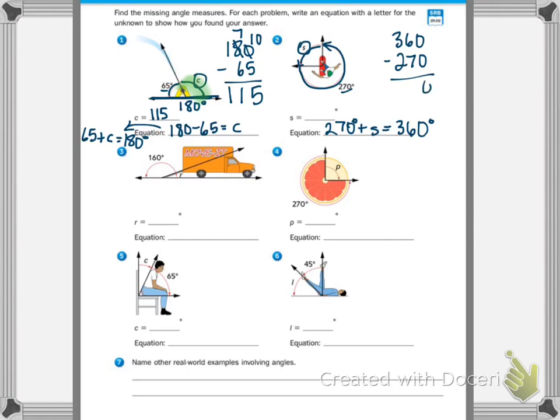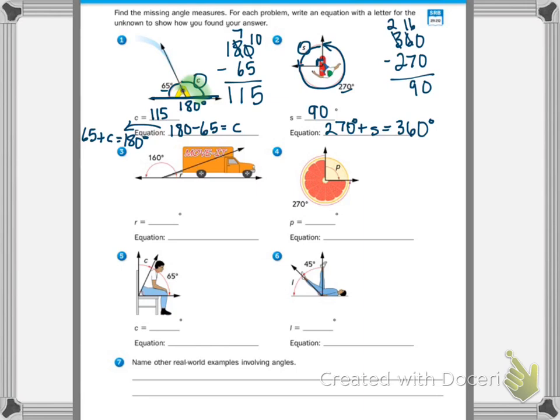0 minus 0 is 0. 6 minus 7, let's regroup. That becomes 2, this becomes 16. 16 minus 7 is 9. Oh, 90 degrees. Does that look like a right angle right there? It does. So if I would have just paid attention, I would have known that that probably was a 90-degree angle. Or if it looks like 1/4 of a full turn, it's because it is 1/4.